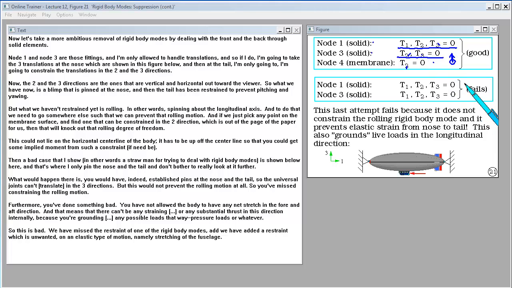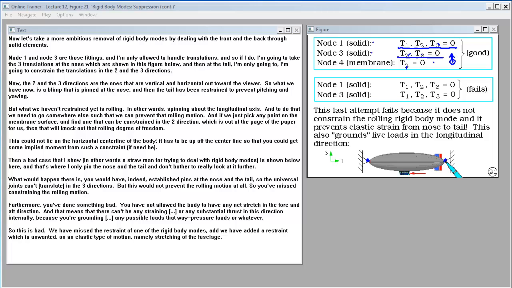Then a bad case that I show, in other words, a straw man for trying to deal with rigid body modes, is shown below here, and that's where I only pin the nose and the tail and don't bother to really look at it further. What would happen there is you would have indeed established pins at the nose and the tail, sort of universal joints that can't move in the three directions. But this would not prevent the rolling motion at all.